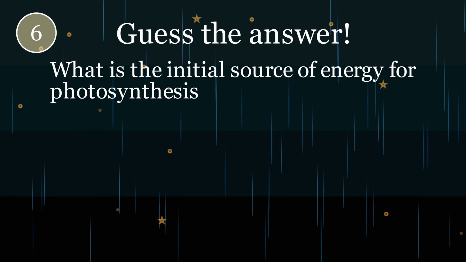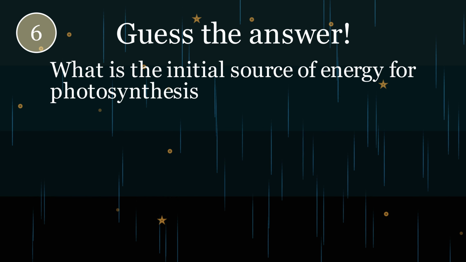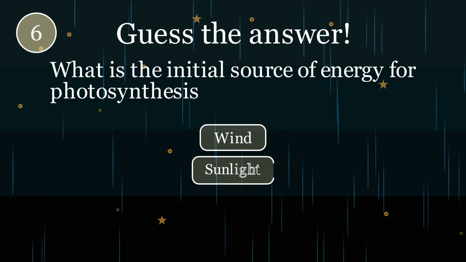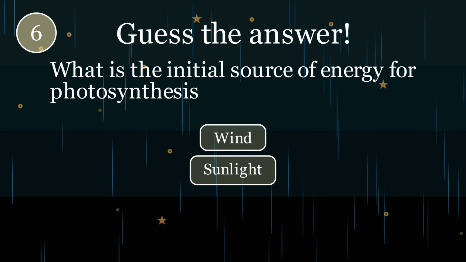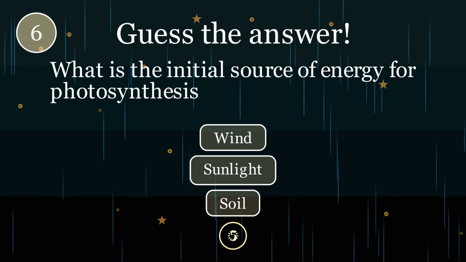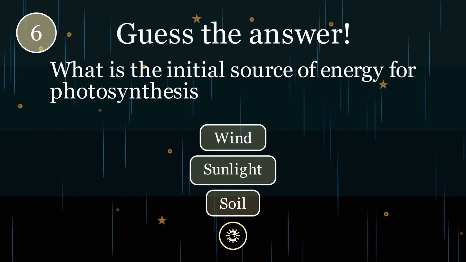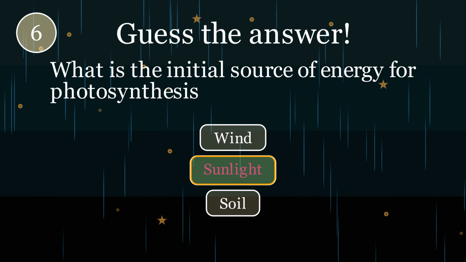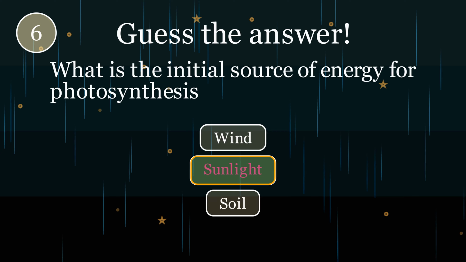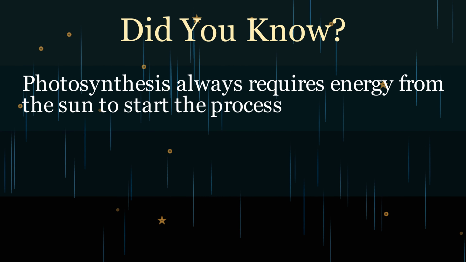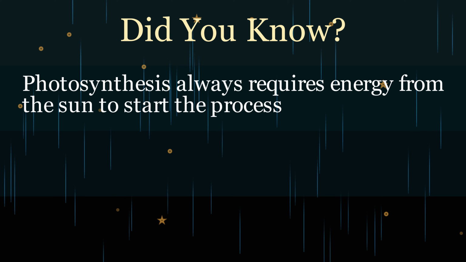What is the initial source of energy for photosynthesis? Wind. Sunlight. Soil. The correct answer is sunlight. Surprising trivia: photosynthesis always requires energy from the sun to start the process.